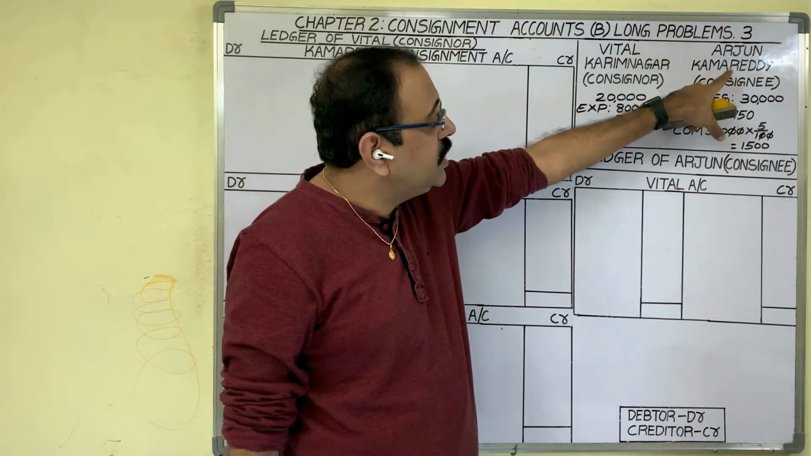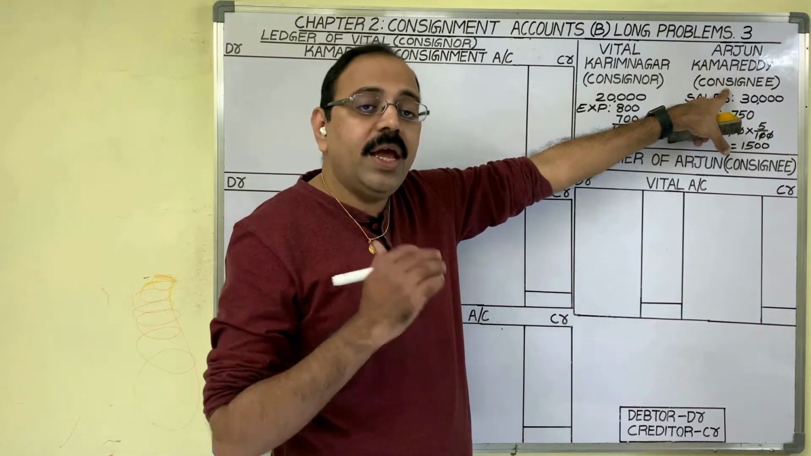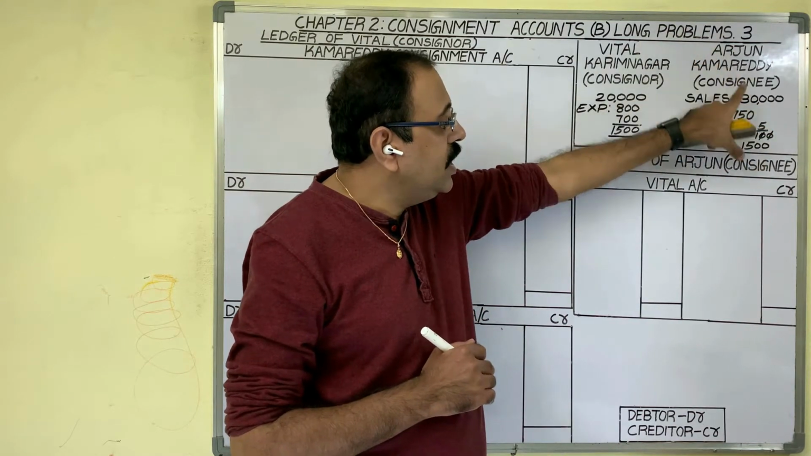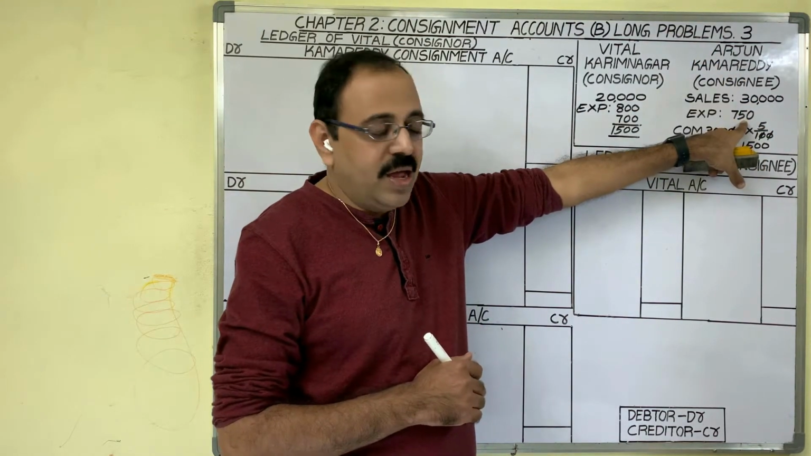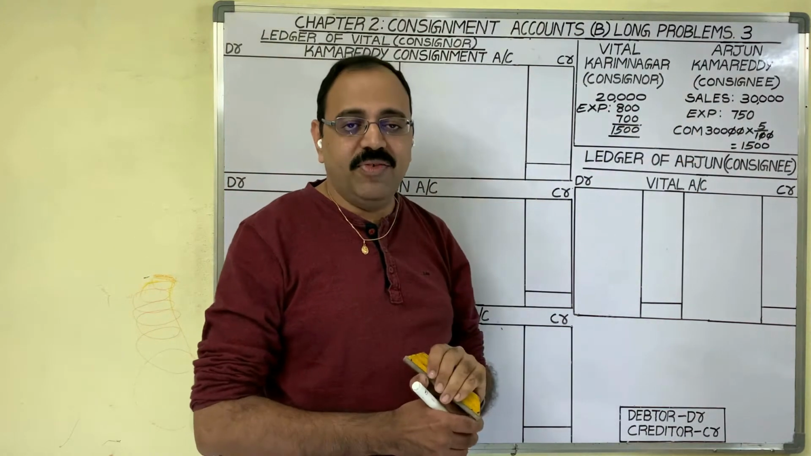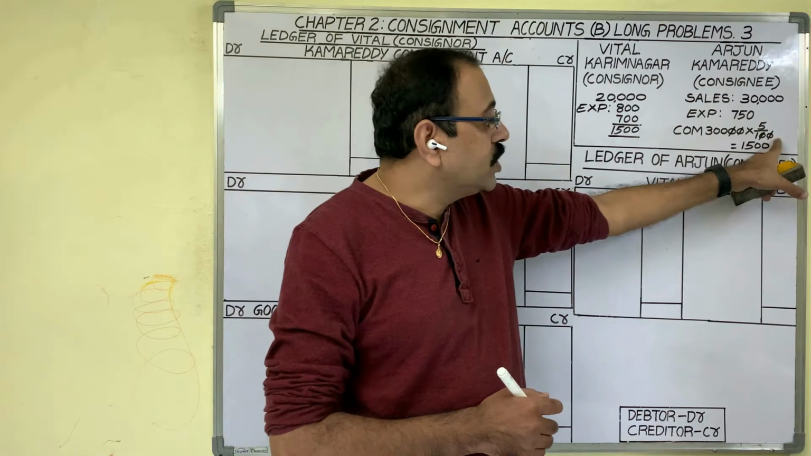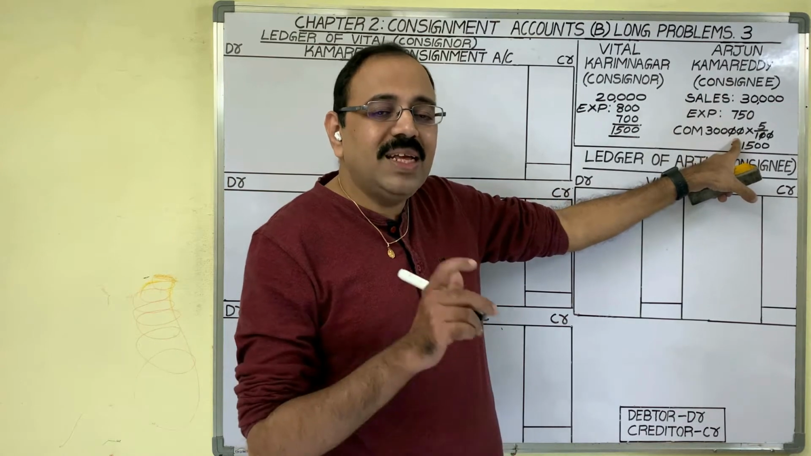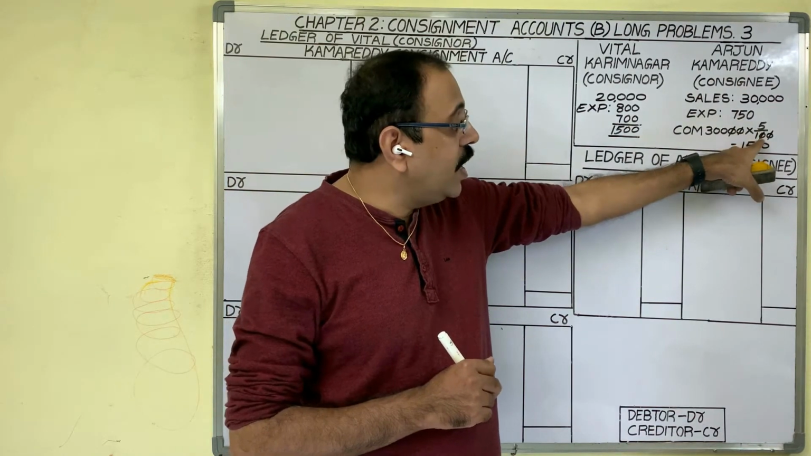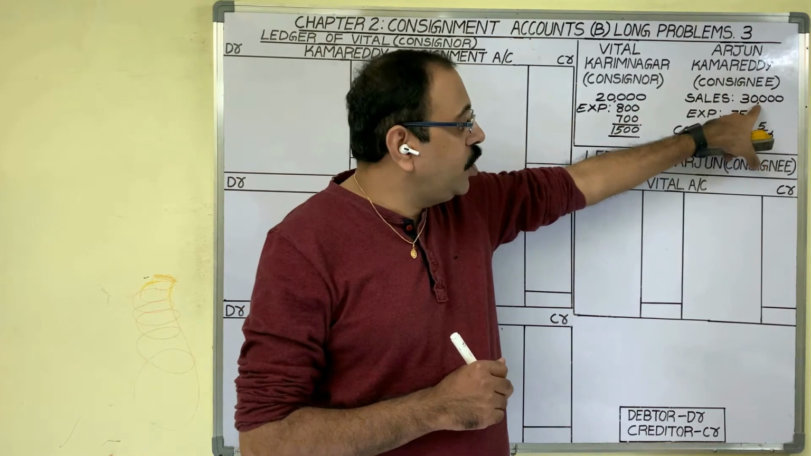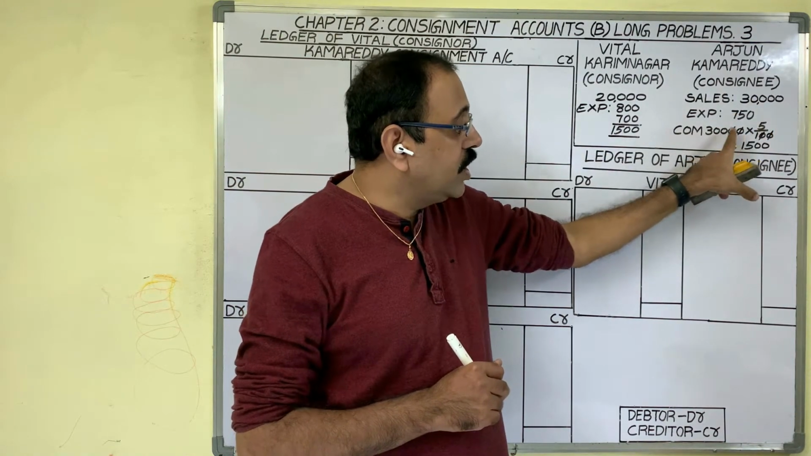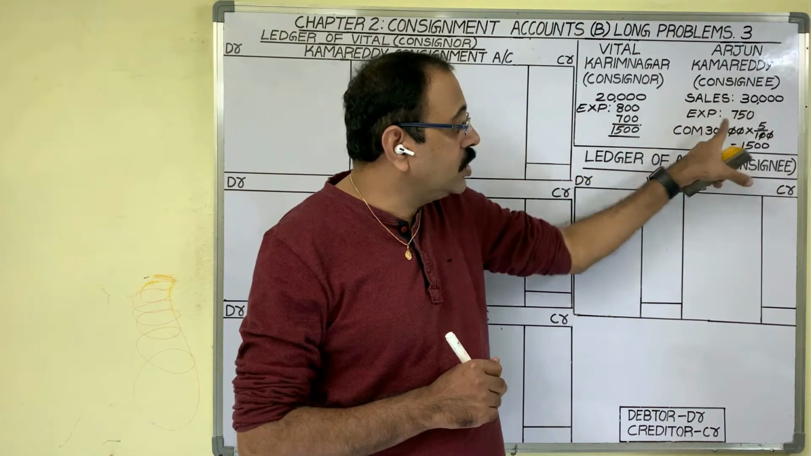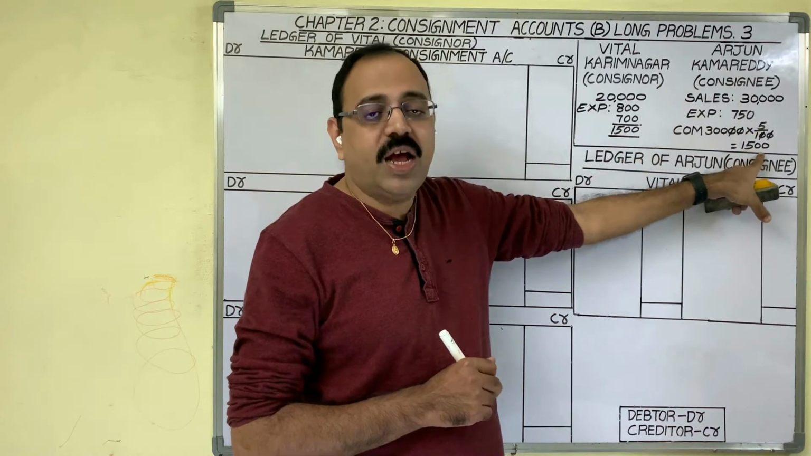Then the consignee received these goods and he sold the entire goods for 30,000 rupees. To sell these goods, he incurred 750 rupees expenditure and his commission amount is not directly given. It is given as 5% on sales. Always remember consignee's commission: if it is given in percentage form, we have to calculate that on the sales amount. Sales amount is 30,000 now. So on 30,000, 5%, 30,000 into 5 by 100. If you cancel zeros, 300 into 5 is equal to 1500.